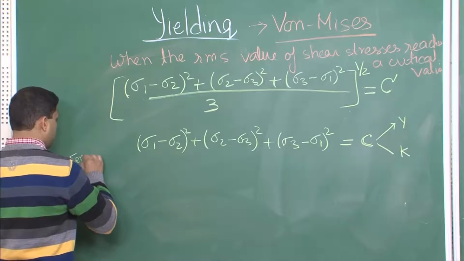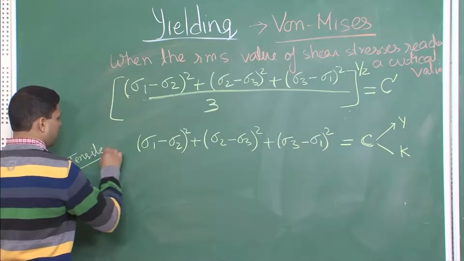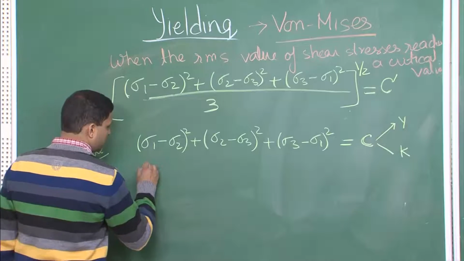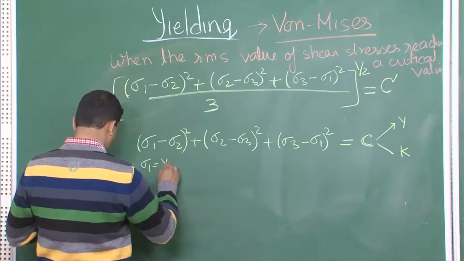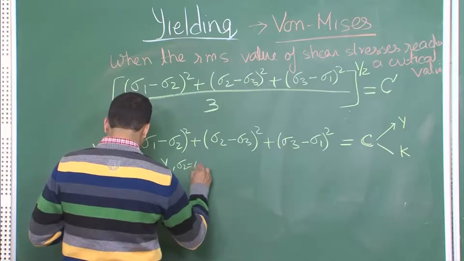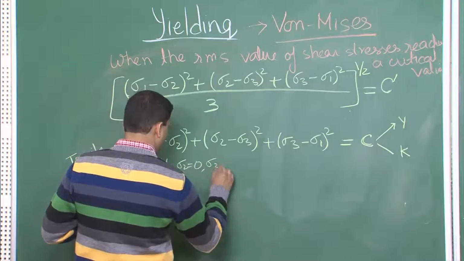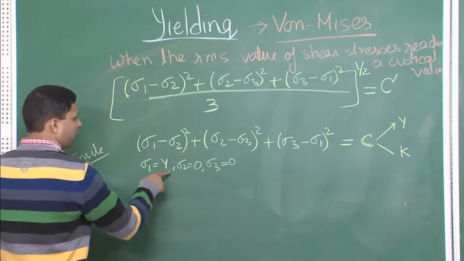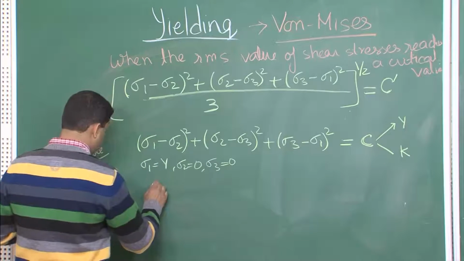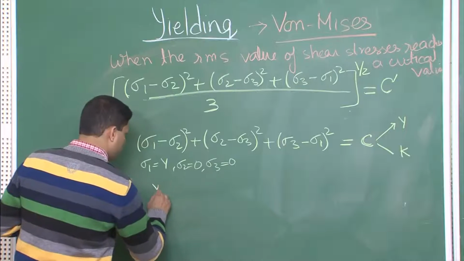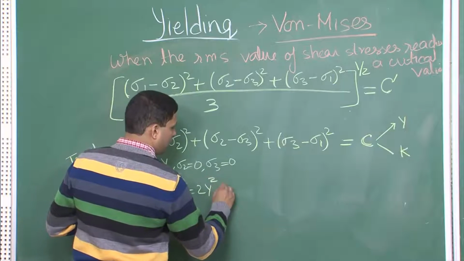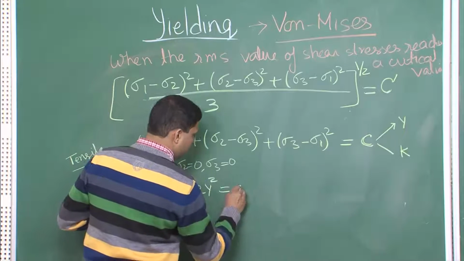take tensile stress condition. Now, if you take tensile stress condition, what happens? Your sigma 1 is equal to Y, sigma 2 is equal to 0 and sigma 3 is equal to 0. So, we have these values, you insert them over here, and what we get is Y square plus Y square, which is equal to 2Y square, is equal to this constant C.